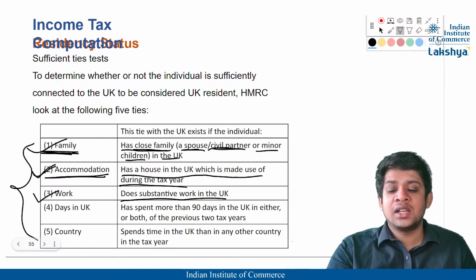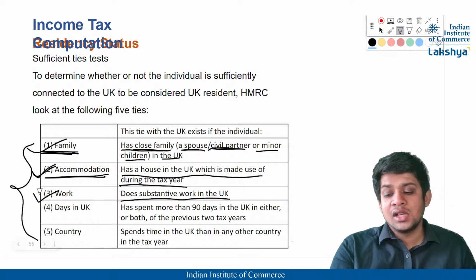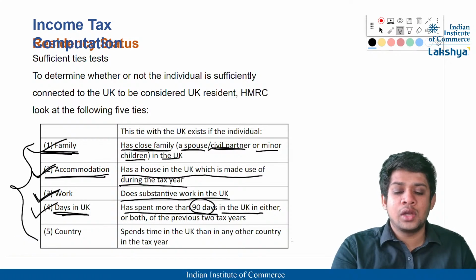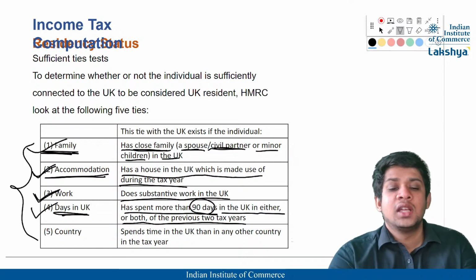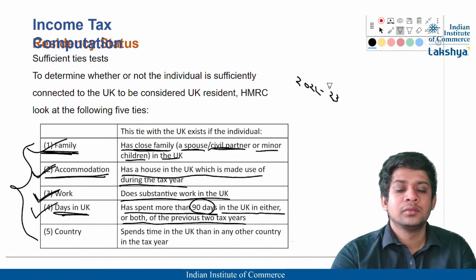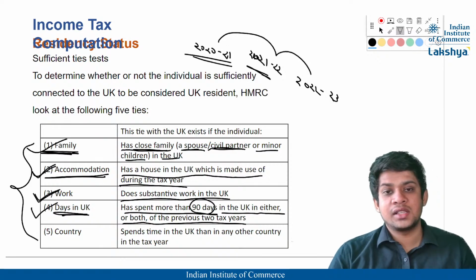Work. Does substantive work in the UK. That means most of his work is done in the UK. So in such a case, his work tie will also be met. Days in UK. He has spent more than 90 days in the UK in either or both of the previous two tax years. Okay. So if the tax year that we are considering is 2022-23, his previous two tax years are 2021-22 and 2020-21. Correct? These are his previous two tax years.